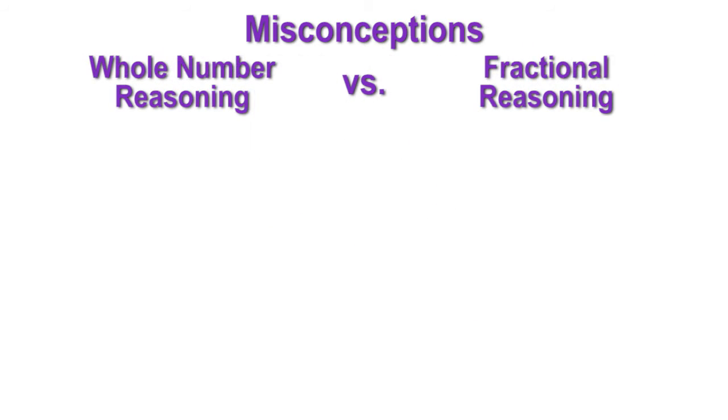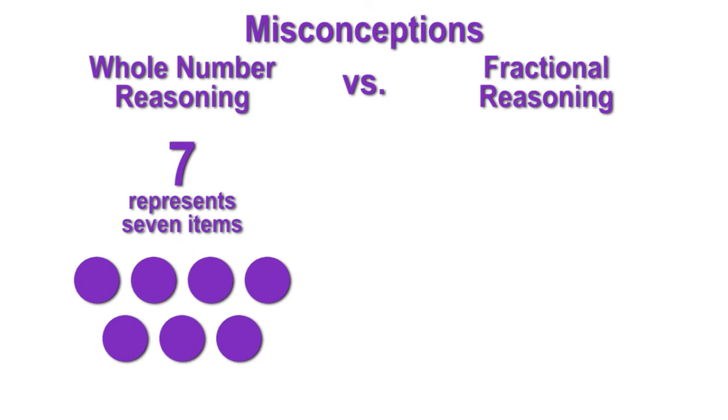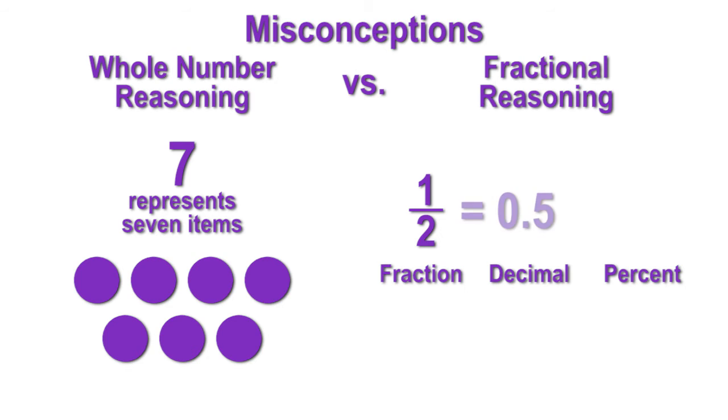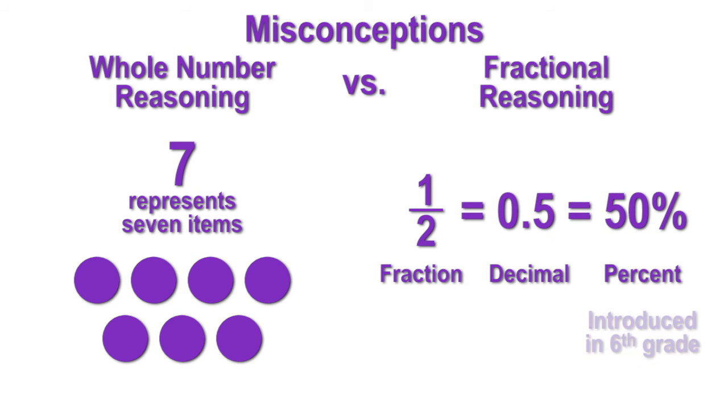Finally, students have experienced whole numbers with one single numerical representation. For example, 7 represents 7 items. Fractional amounts, however, can be represented in other forms, as a fraction, 1/2, as a decimal, 5/10, or as a percent, 50%. Percents will not be introduced until 6th grade.